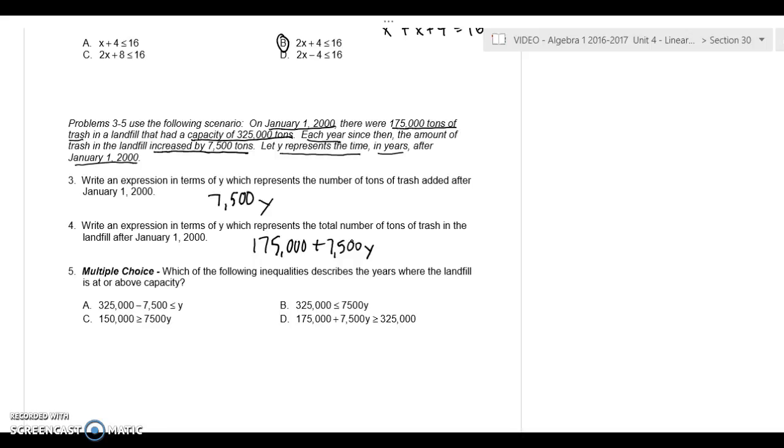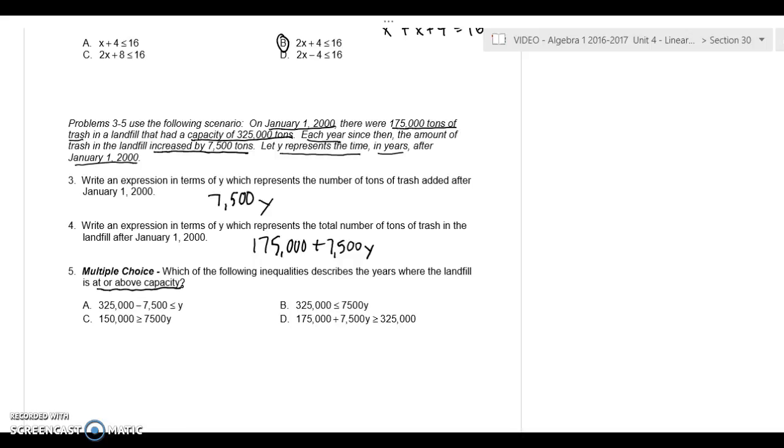Question 5 gets a little bit tricky because it says that it's at or above capacity. Capacity is an ideal number. It's basically saying that if things are perfect, the landfill is working perfectly, then 325,000 tons of trash would be our capacity. It is possible, though, that it would be over capacity.